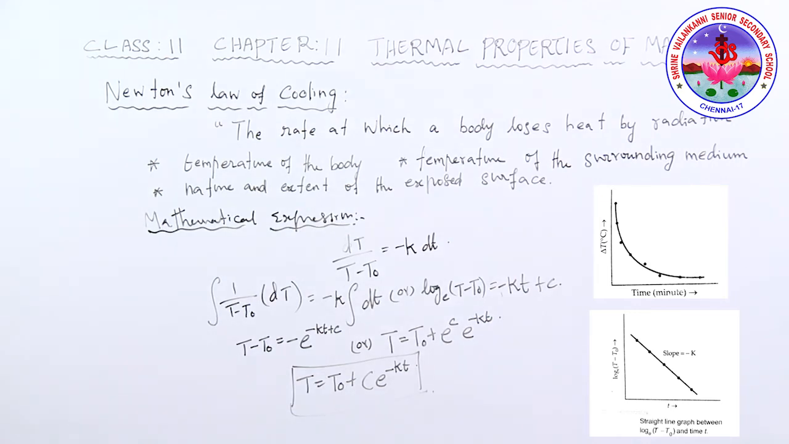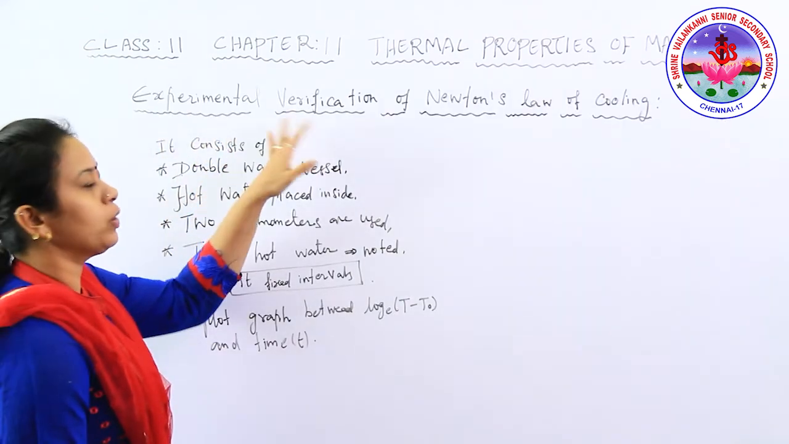And see the diagram, that is the graph, children. The curve is showing the cooling of hot water with time, and this straight line graph between log (T minus T naught) and time shows the slope which is equal to minus k, right? So, we plot the graph taking different values of temperature difference, that is delta T, meaning T minus T naught, along the y-axis, and corresponding values of time t on the x-axis. So we get a curve, and we get a straight line for log (T minus T naught) against t. Right. So, the experimental verification of Newton's law of cooling.